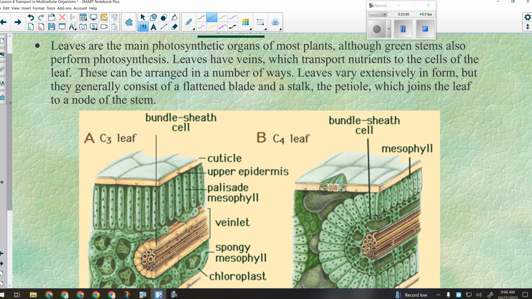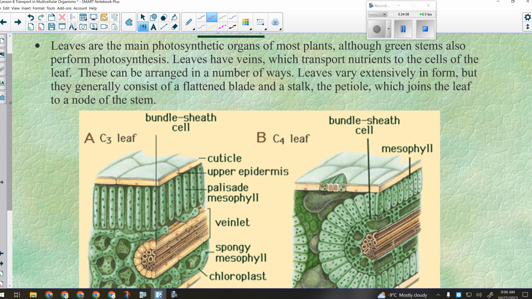Even around here we see that, right? You've got dandelions and thistles that have kind of pointy leaves. You've got spruce and pine that have needles for leaves. And then you have more typical leaves, like on a poplar tree or an aspen. They have a more typically shaped leaf.